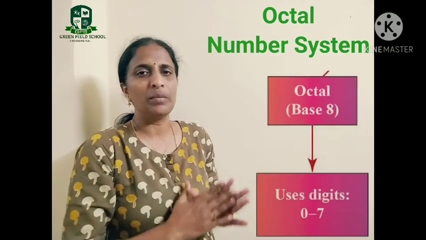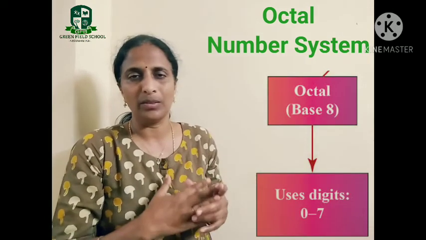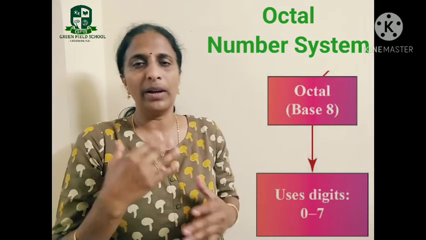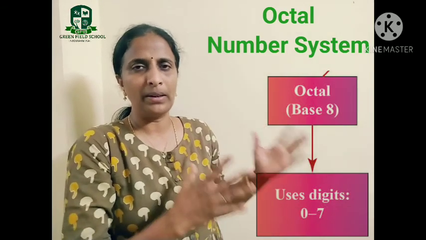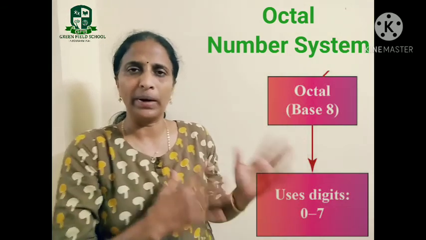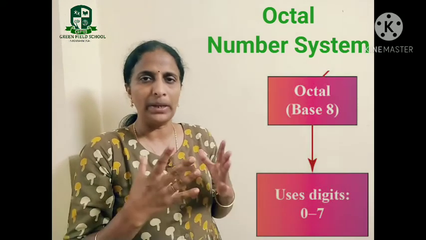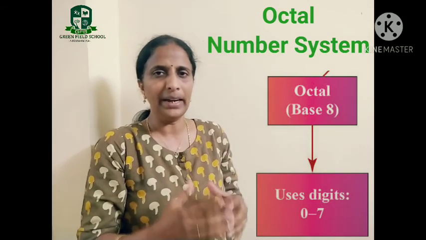The next system is the octal number system. Here we have only 8 digits, that is 0 to 7, with the base value of 8. The conversion of an octal number into a binary number is the same as decimal to binary. The only difference is that in the octal number system we have only 8 digits, 0 to 7, and we use the base value 8.